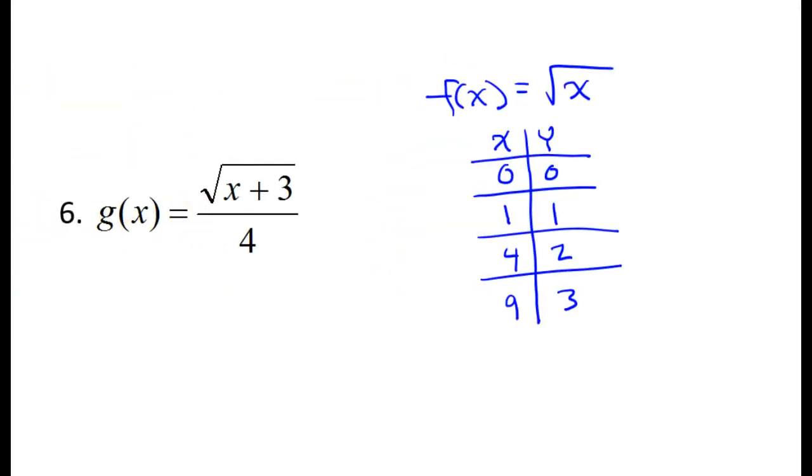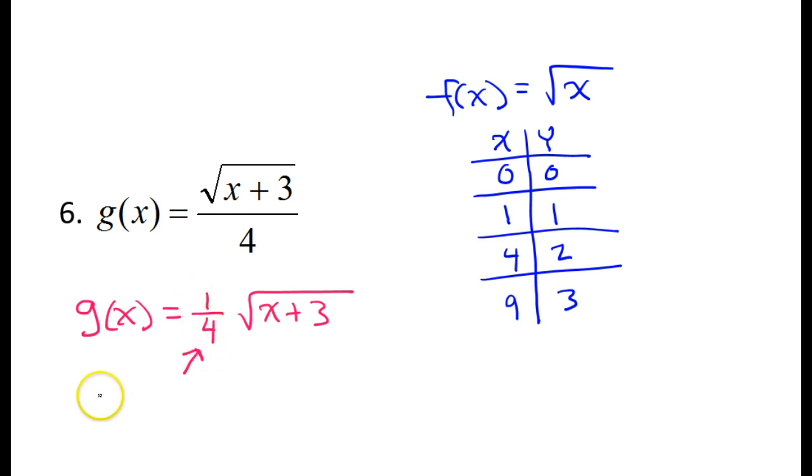So now let's talk about these transformations. Dividing by 4 is the same thing as multiplying by 1/4. So I actually would be more comfortable if I wrote it this way: 1/4 times the square root of x plus 3. All right, these are the same thing. But in this form, it's easier for me to see that this is going to be a vertical compression by a factor of 1/4.